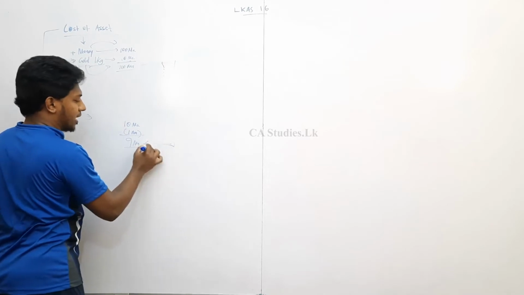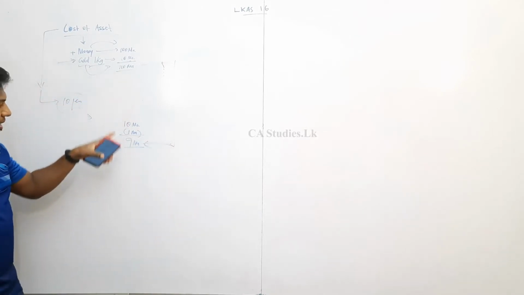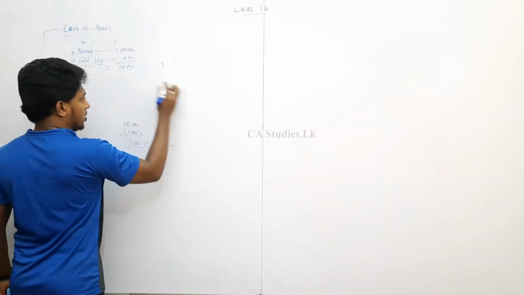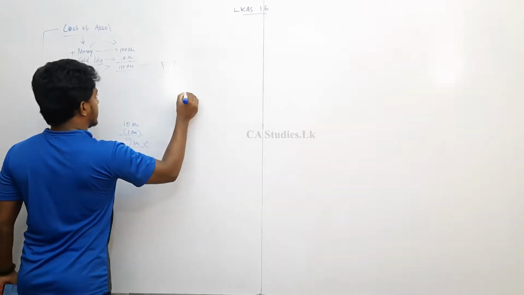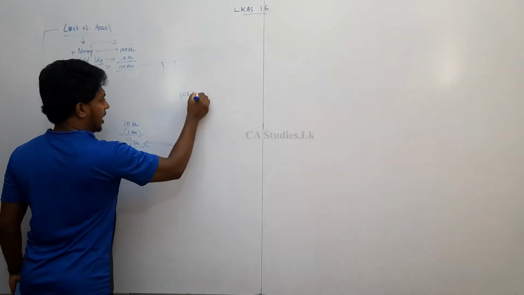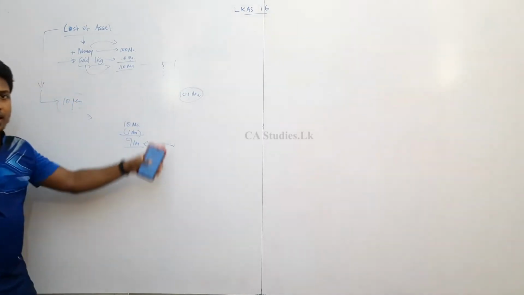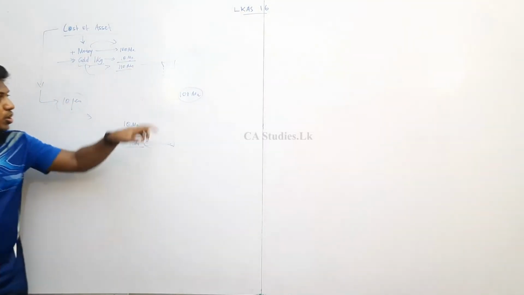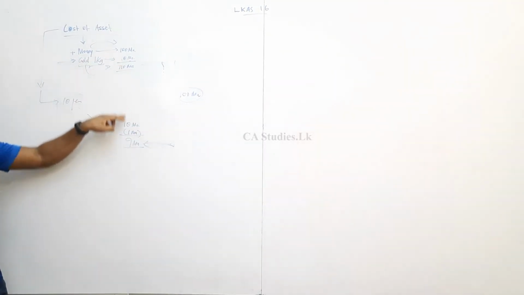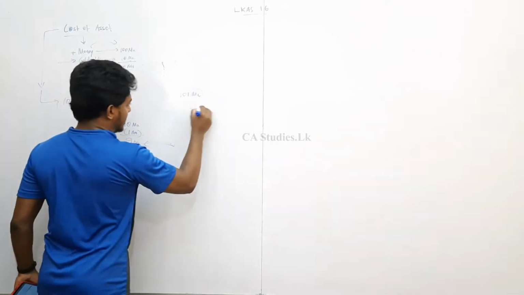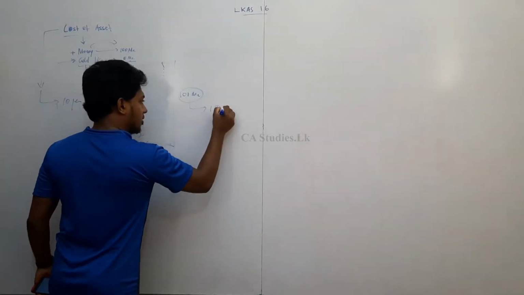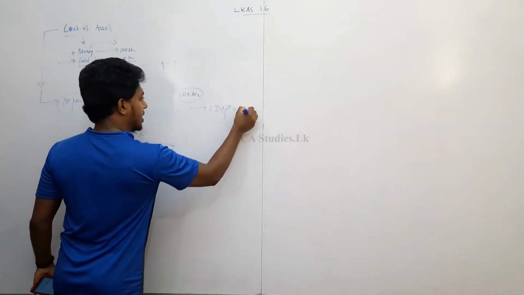How much can we not recover by selling? 110 million minus 9 million: 101 million we cannot recover. We should recover the 101 million by charging depreciation over 10 years. So what is the 1 year depreciation? 1 year depreciation will be 10.1 million.